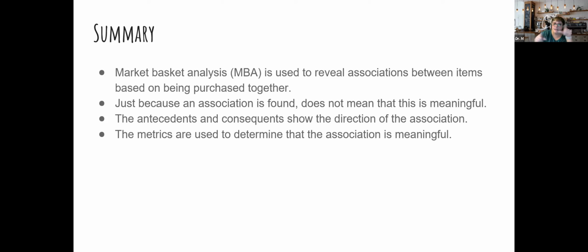Now, the antecedents and consequents show the direction of the association. This is the if-then. So if milk, then eggs. The milk is the antecedent. What's after the then is the consequent. All right? If-then. And then, of course, our metrics are going to determine whether or not the association is meaningful. It'll allow us to visually see that. So, any questions on that?